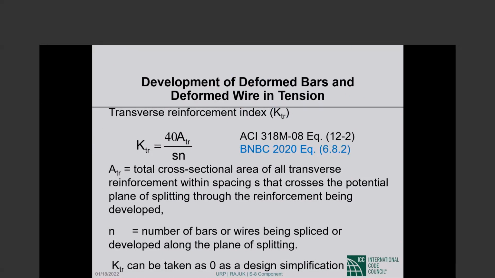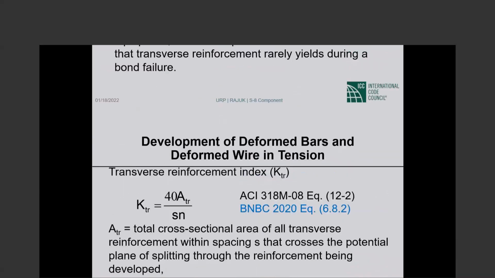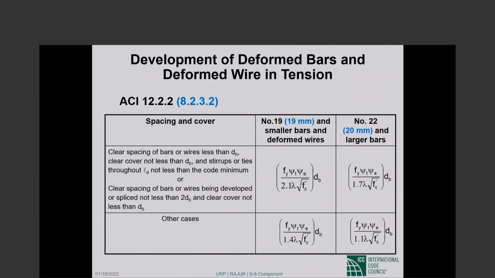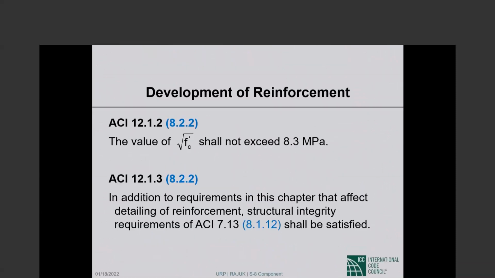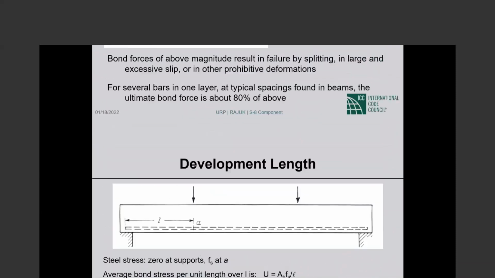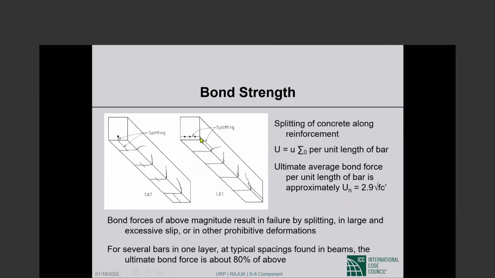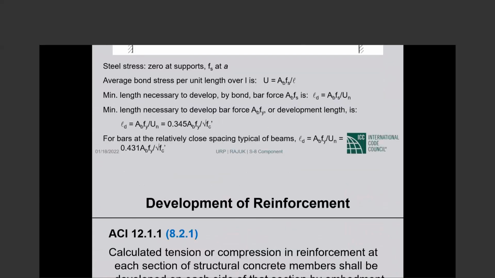A sub TR is the total cross-sectional area of all transverse reinforcement within spacing S that crosses the potential plane of splitting through the reinforcement being developed. You remember, it's some way to go back, but it may be worth it. So, the potential plane of splitting: transverse reinforcement that goes through all the legs of transverse reinforcement, total area within spacing S that crosses that plane of splitting. That's what we are saying here.